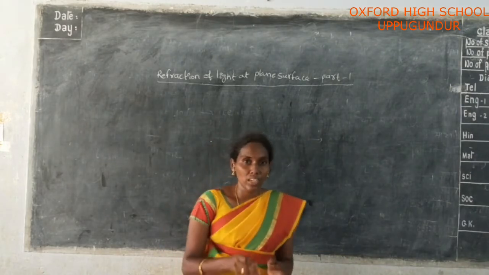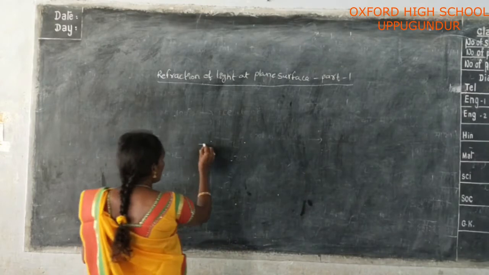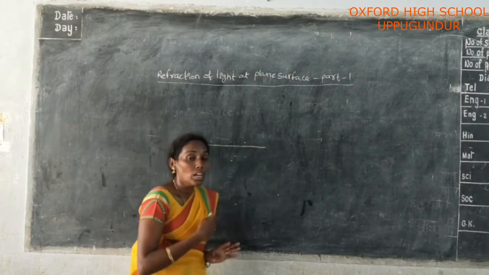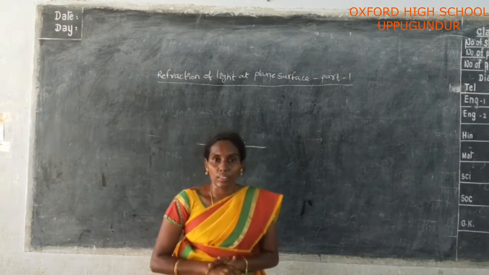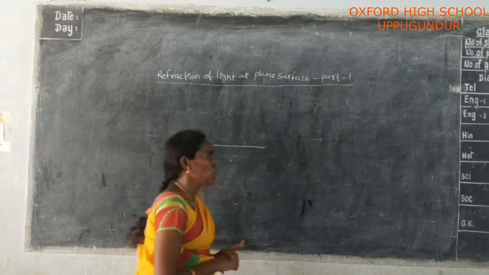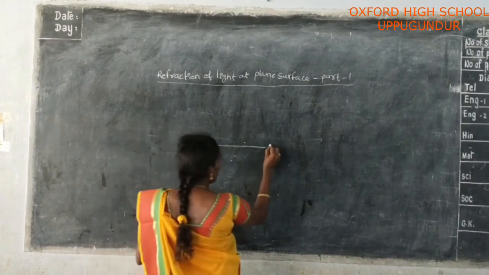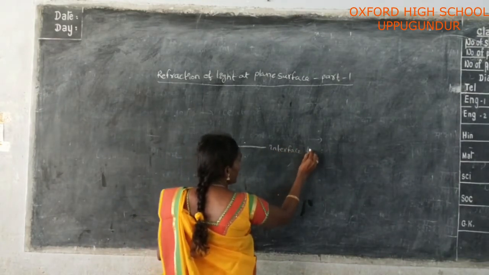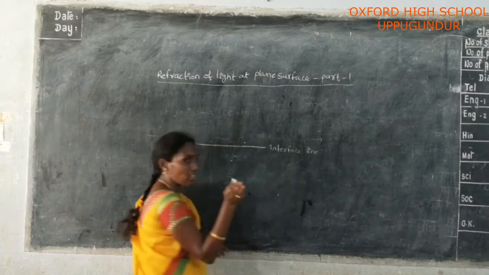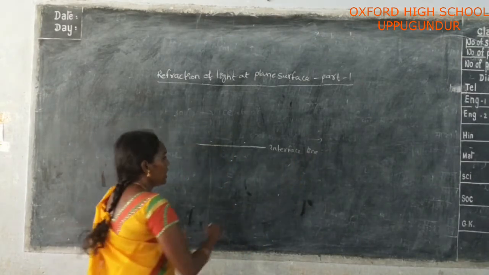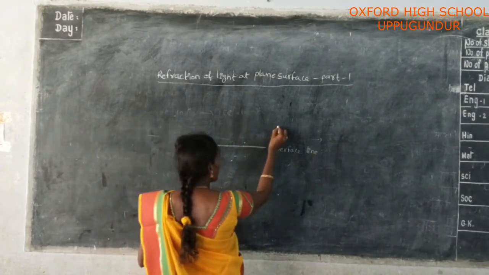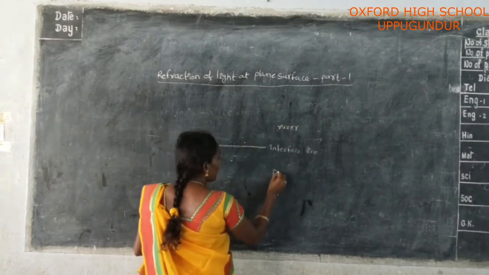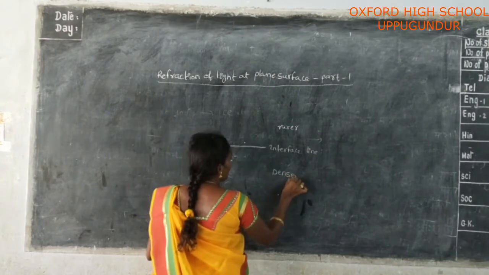What is refraction? This is the interface line. Interface means boundary separating the two media. Interface line means separating the two media. Above the interface line we take a medium that is rarer. Below the interface line we take a medium that is denser.